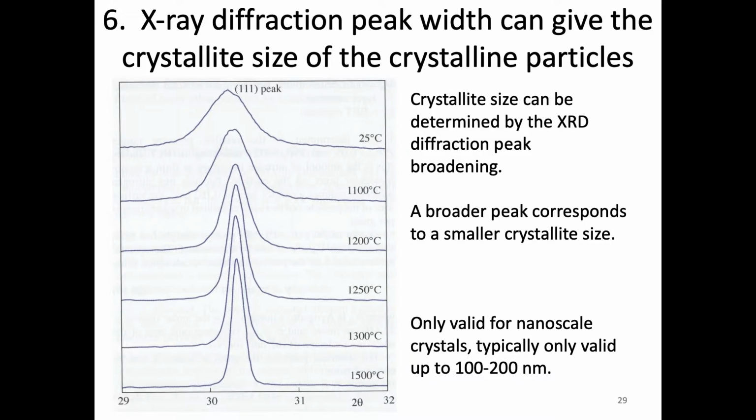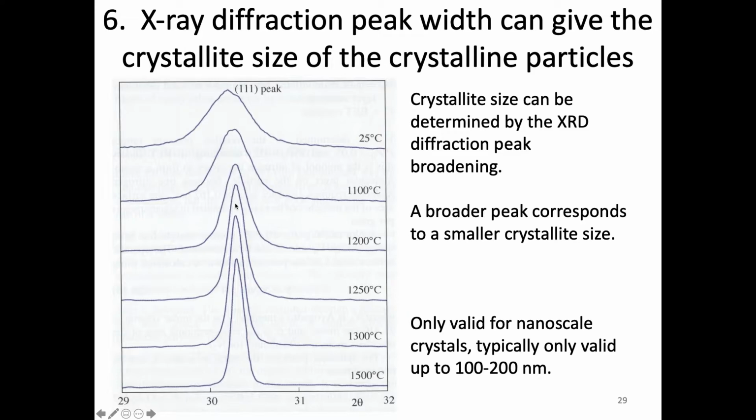But the other way that I wanted to talk about the use of XRD was to look at what we call the crystallite size of these crystalline particles. The limitation here is that we can't do it on amorphous materials. It's only for crystalline materials. But what we see with crystalline materials is that the smaller the crystallite size, the broader the peak appears.